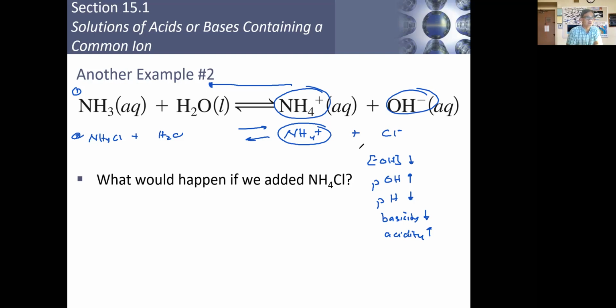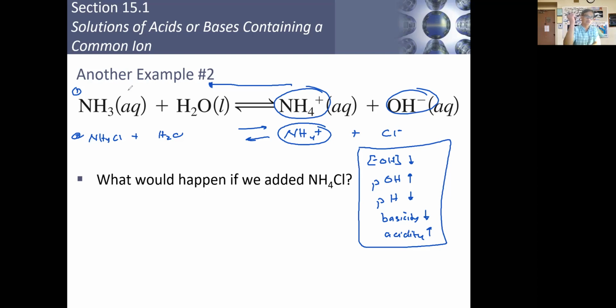So this is true for the bases. We saw what happens when we add a common ion for an acid. Here's an example of a common ion where we have a base solution. We have a base solution of ammonia. When we add in the common ion of ammonium, we reduce the base character of this solution.